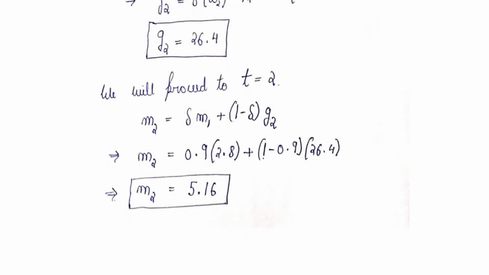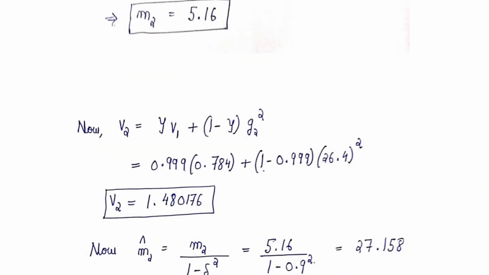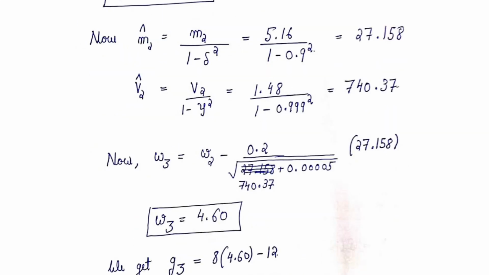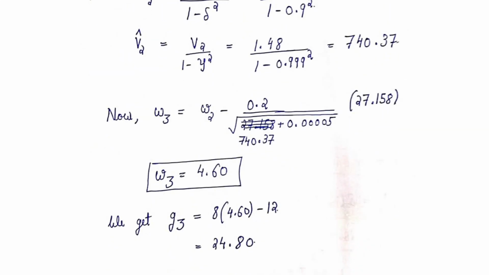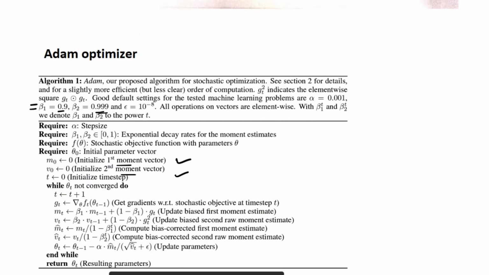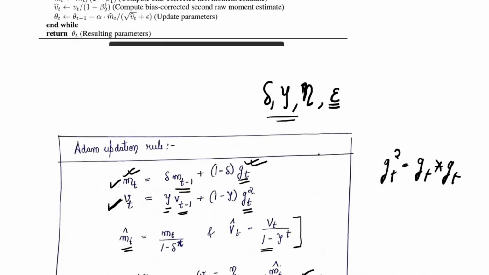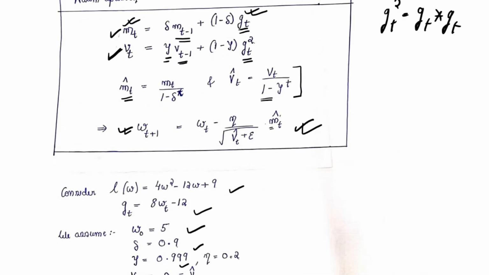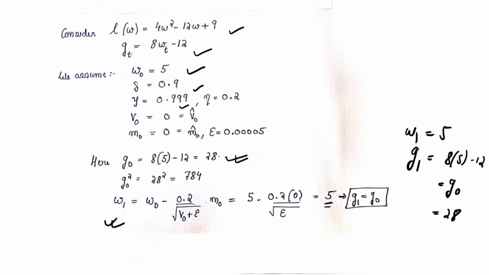Then we proceed to t equal to 2. We do the calculations again for M2 and V2. We calculate M2 cap, we calculate V2 cap, we calculate W3 and eventually get G3, and we keep on iterating the process till we get convergence. So that's how the entire Adam optimizer works. This was just one small basic example to implement what is there in the paper in a univariate case. We will use the same technique if we move to the multivariate scenario, but as of now we will restrict our knowledge to this univariate case so that we know what exactly is happening in the algorithm. Later on in future videos we will be exploring the mathematics behind this algorithm as well.